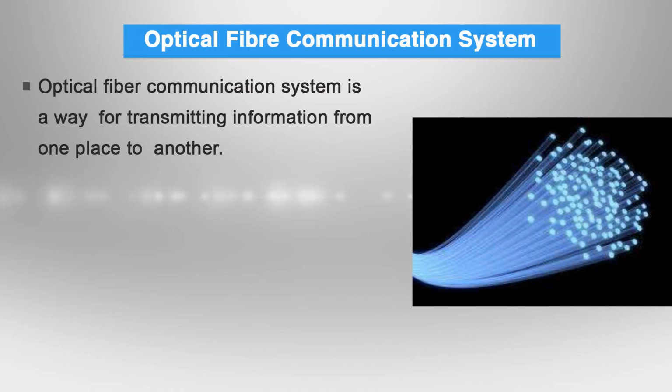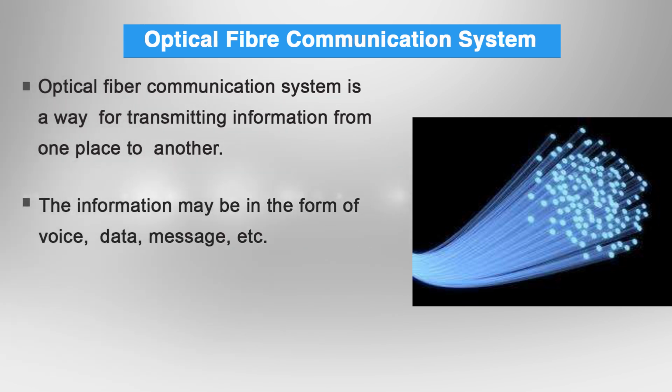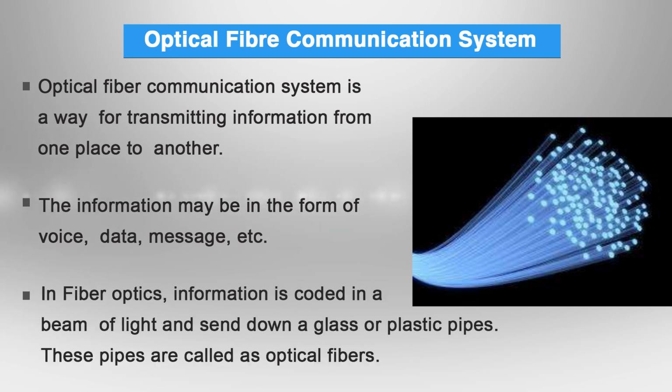Optical fiber communication system. An optical fiber communication system is a way of transmitting information from one place to another. The information may be in the form of voice, data, message, etc. In fiber optics, information is coded in a beam of light and sent down glass or plastic pipes. These pipes are called optical fibers.